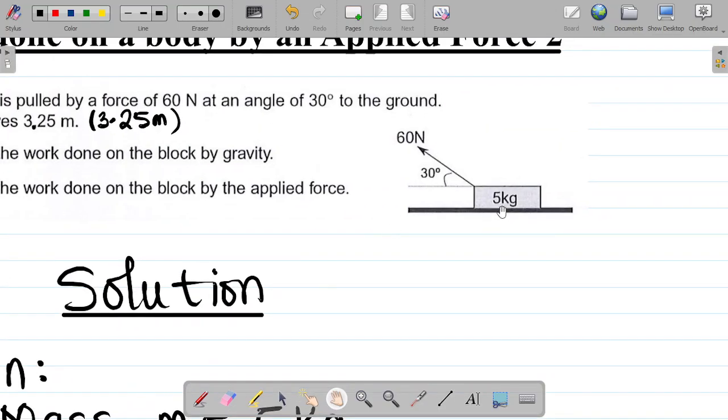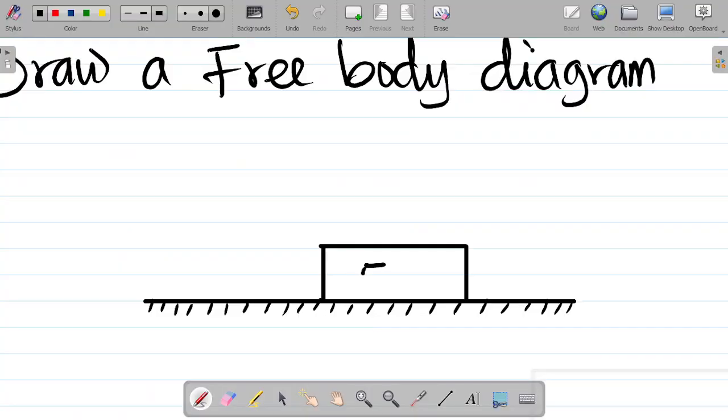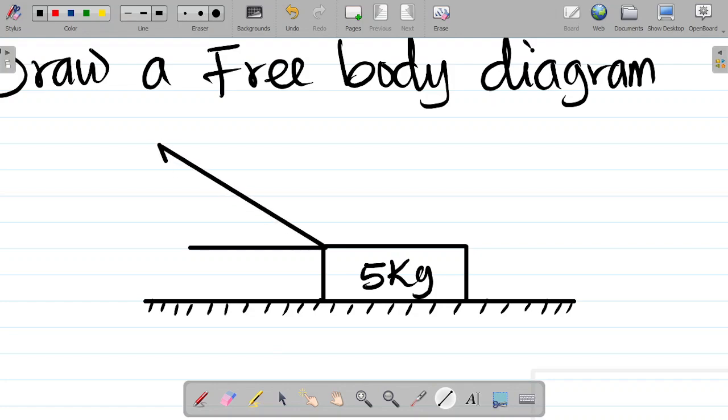Again, looking at this question, the mass is 5 kg, the force is 60 and the angle is 30. So I'll just come here, 5 kilogram. This way is the angle of inclination, and this way is the force. The force here is about 60 Newton, and the angle is about 30 degrees. All right, this is what we have in the question.